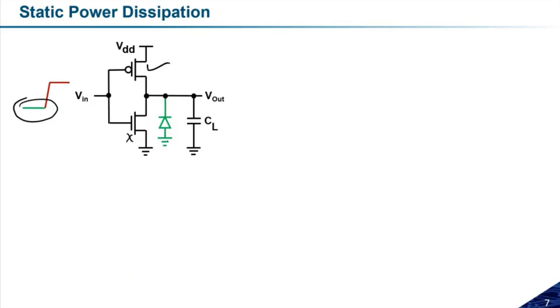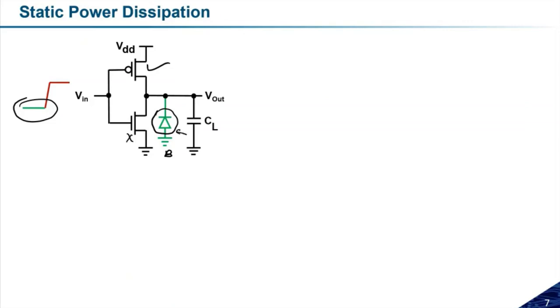Because the output is logic 1, there will be one reverse bias diode junction created between the body terminal and the drain terminal. That reverse bias current I will tell you in the next slide when I talk about the leakage power dissipation. So please hold on to that.